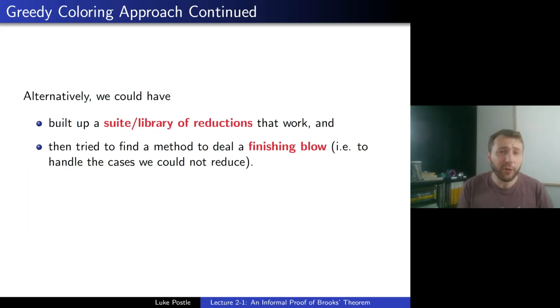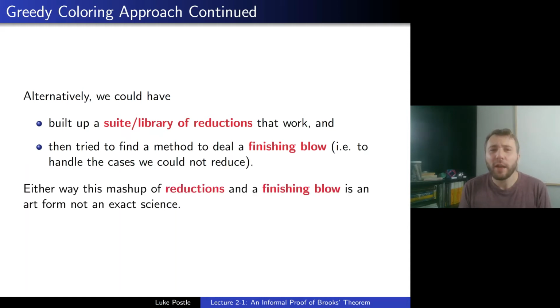Maybe instead you first figured out a number of reductions that you could use to do the proof, and only then you try to find the blow that will finish it off. So all that's to say is, either way, this is a mashup of reductions and some finishing blow. And it's an art form, it's not an exact science. The goal is to have these two halves of a proof meet in the middle to complete the proof.